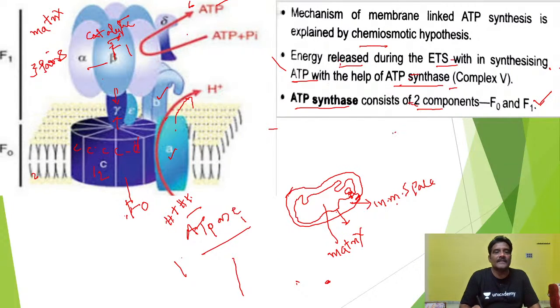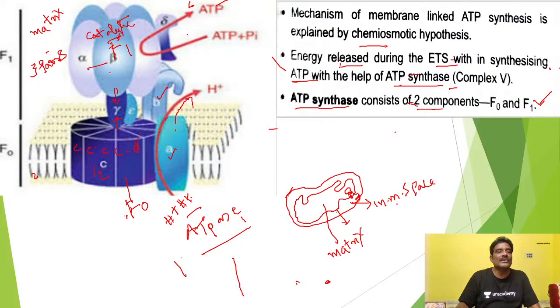So this is F1. This is a catalytic site. So only this moves. F0 moves because of the movement of these protein subunits C, and this makes a rotation of the gamma also, which is a connection between F0 and F1. Then what happens? F1 will not move. It is only the catalytic center.